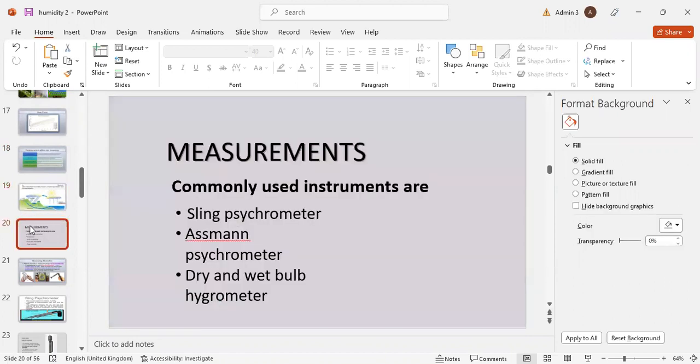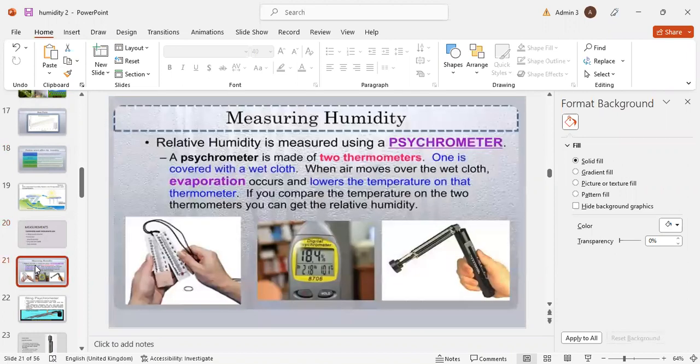Measurements. Commonly used instruments are the sling psychrometer, Assmann psychrometer, and dry and wet bulb hygrometer. Relative humidity is measured by using a psychrometer. A psychrometer is made of two thermometers. One is covered with a wet cloth. When the air moves over the wet cloth, evaporation occurs and lowers the temperature on that thermometer. If you compare the temperature on the two thermometers, you can get the relative humidity.